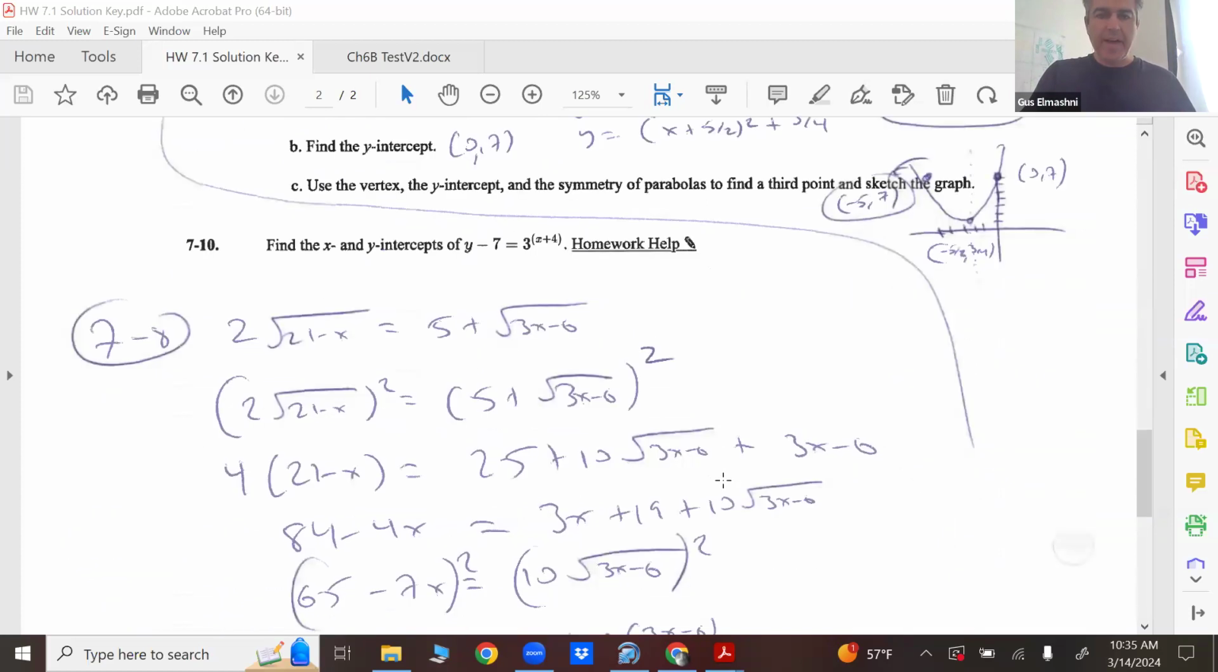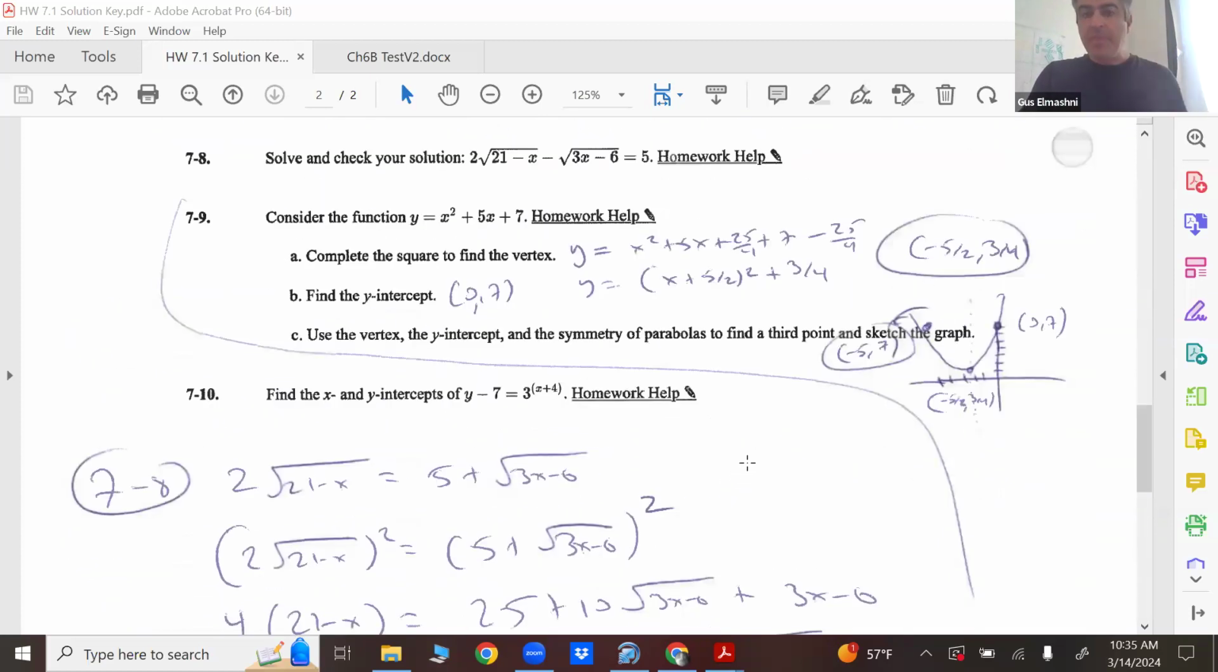7-9, I did over here off to the right. Easy. Complete the square. In case you guys forgot, you got to take half of 5 and square it, add to both sides, or you could add and subtract on the same side so they cancel out. But your goal is to get this into x plus 5 halves, squared, plus 3/4. And then you identify the vertex, and then the y-intercept is easy, just plug in 0 for x. And then graph it all. In terms of symmetry, if I know the y-intercept and I know the vertex, I can go 5 halves in the other direction, get the same y value.